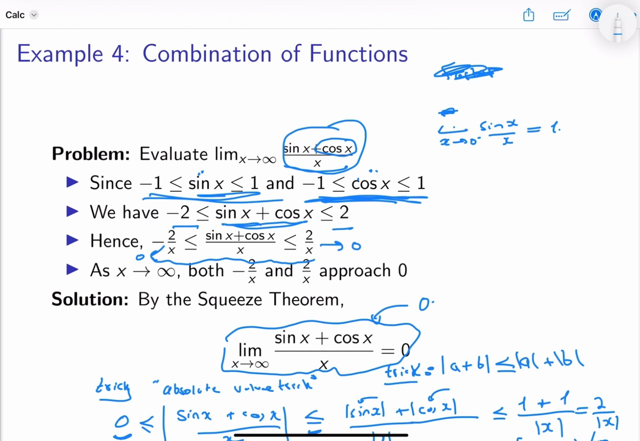So in the next video, we'll be discussing infinite series, and it's going to be a new chapter that we'll be moving to.